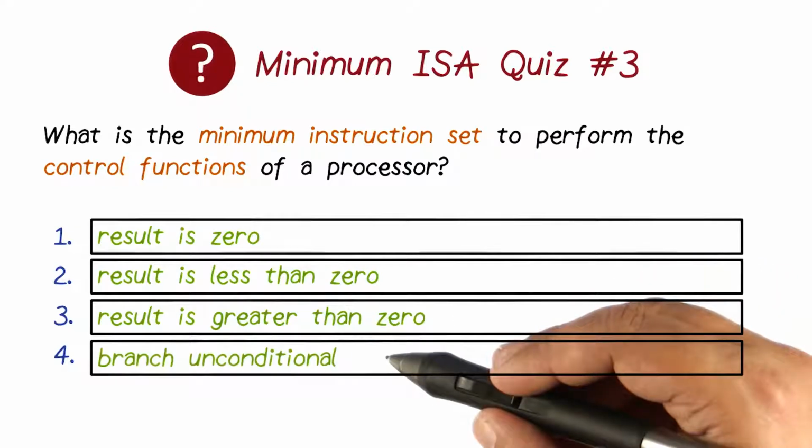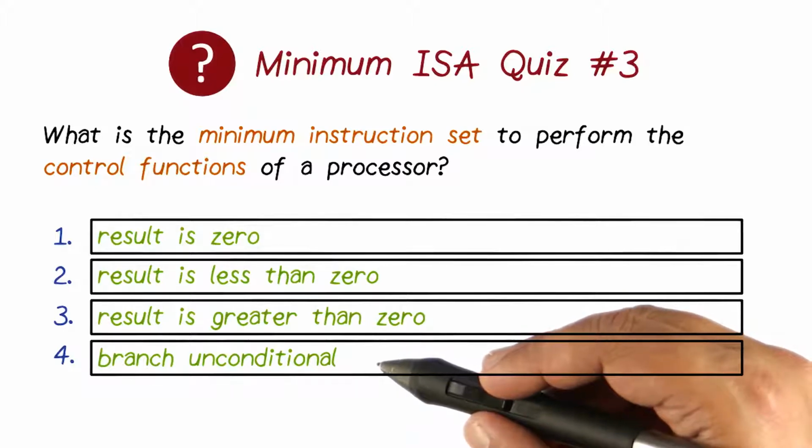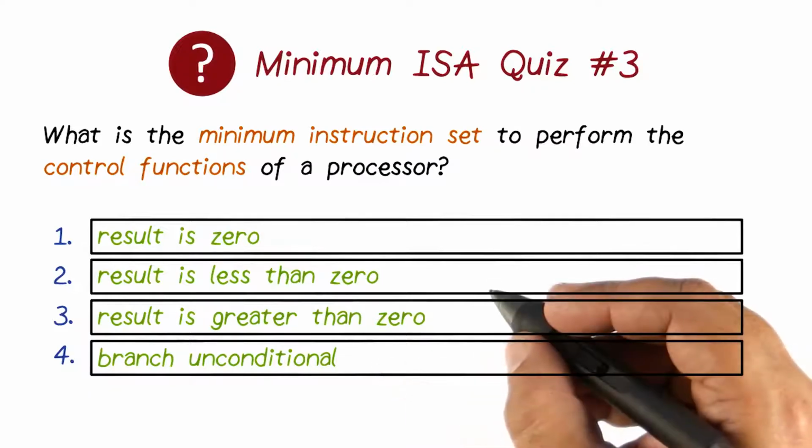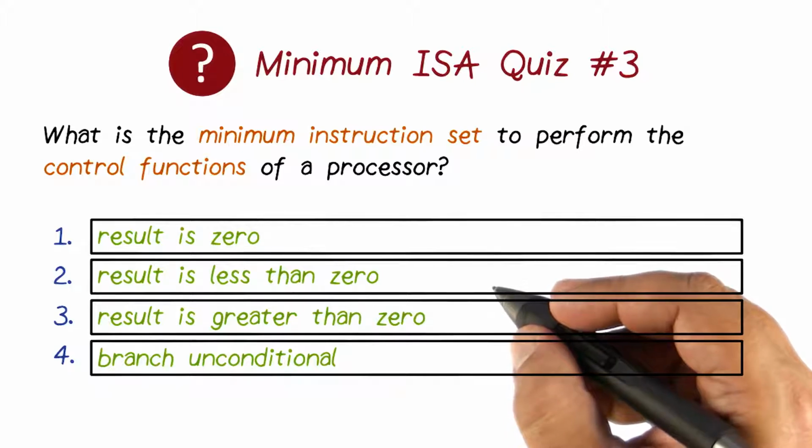And the last one is the ability to support an unconditional branch, which means to be able to go from one program counter to the other without even worrying about the comparison. The question was, what is the minimum instruction set that is needed to support the control functions? Obviously, if we can support less than, greater than comes free. So both need not be supported. So if we support 2, we need not support number 3.